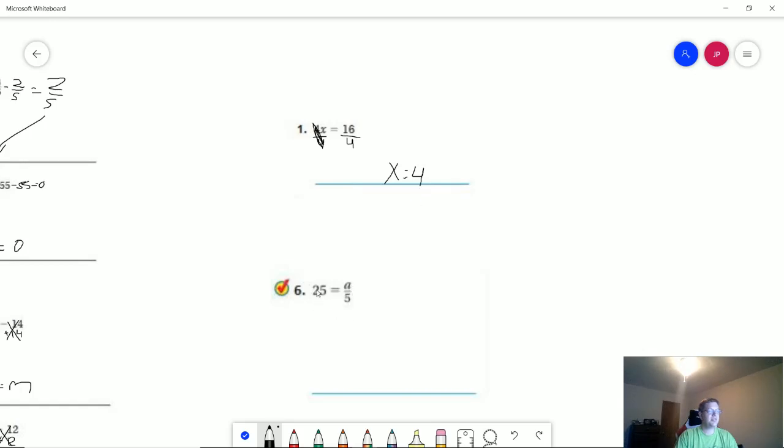Now we are saying that 25 is the total of our value for a divided by 5. So we're going to end up multiplying both sides by 5. And so when we do that, this part here is going to cancel itself out. And 25 times 5 would be a. And so a would be equal to 125.